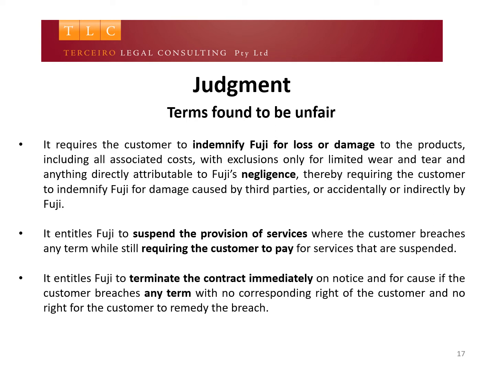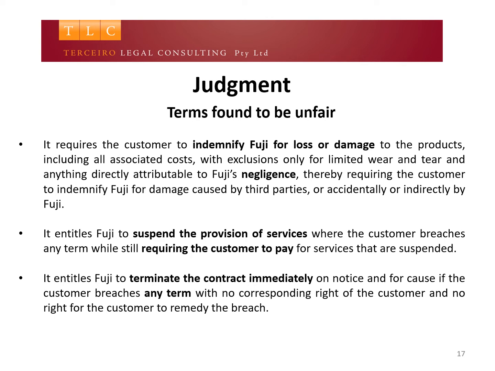The next clause said that Fuji was able to suspend the provision of services to the customer if the customer breached any term of the agreement, but that the customer, even though they're suspended, were required to continue paying for the services. A further term saying that Fuji had a right to terminate the contract immediately on notice and for cause if the customer breached any term of the agreement, which is somewhat unusual, usually to focus on material terms or essential terms of the contract, but this was any term.